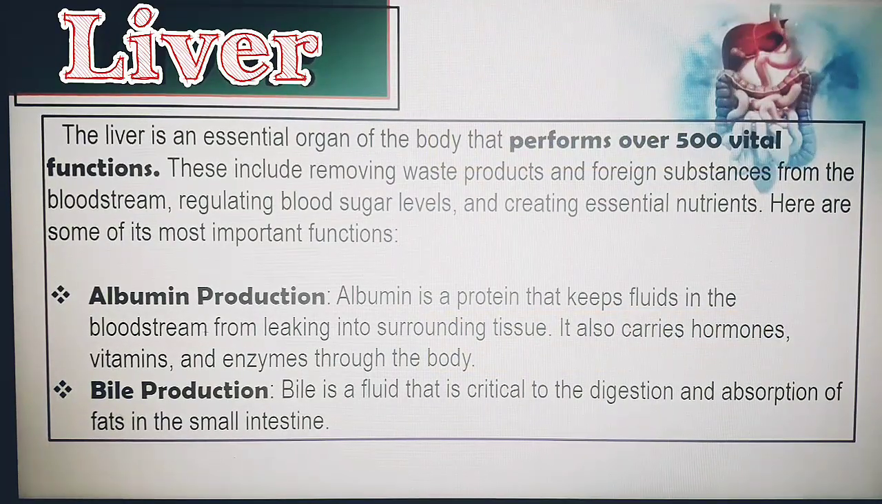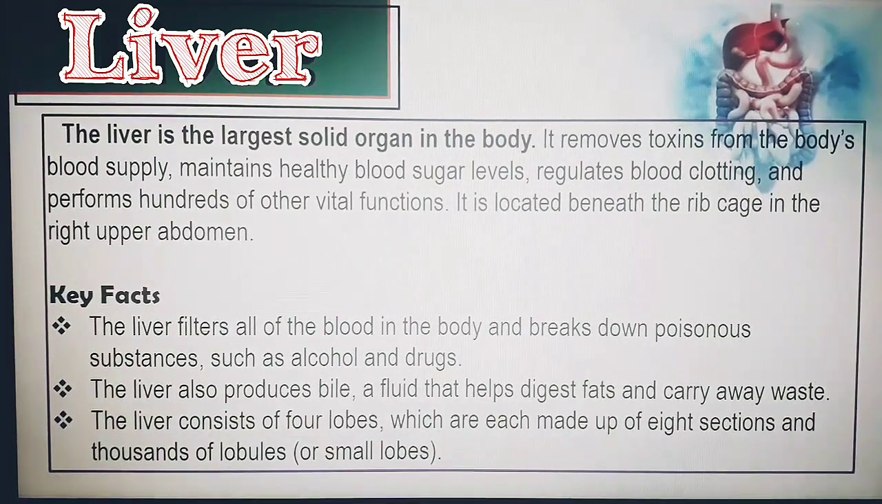So here are some of the other important functions of your liver. We also have albumin production. Albumin is a protein that keeps fluids in the bloodstream from leaking into surrounding tissue. It also carries hormones, vitamins, and enzymes through the body. Then bile production. Bile is a fluid that is critical to the digestion and absorption of fats in the small intestines, which was mentioned also here.